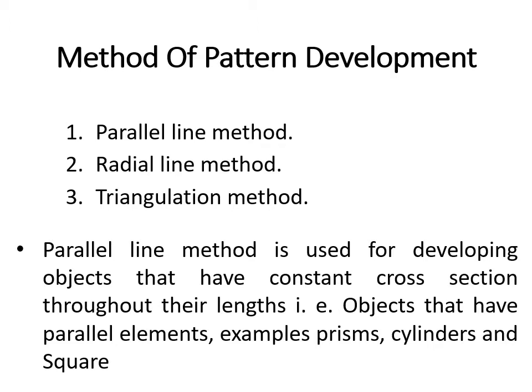Now, parallel line method is used for developing objects that have constant cross section throughout their length. What do I mean by that? Some objects are just parallel elements. Examples are prisms, cylinders, and squares. These objects are parallel in shape. So to develop them, you have to use parallel line method development.